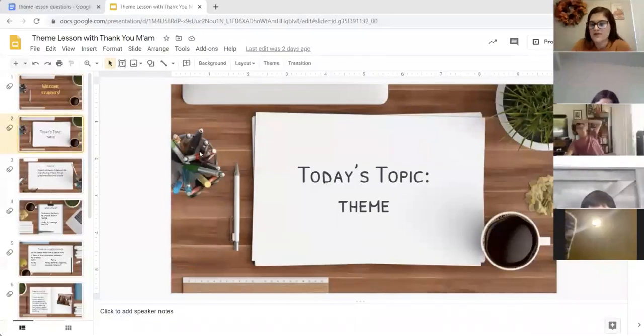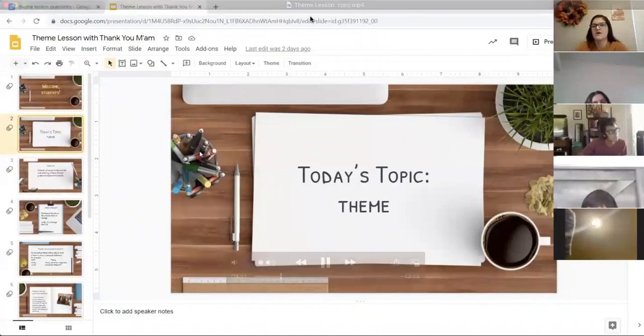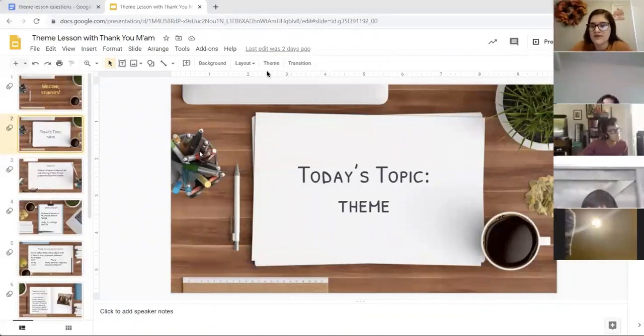All right, so today we're gonna talk about theme. And yesterday we talked about plot, right? We read Thank You, Ma'am, and we talked about the sequence of events in a story, which is the plot. And then we filled out the plot diagram for Thank You, Ma'am. Can somebody quickly, like in 10 seconds, summarize that story for us?